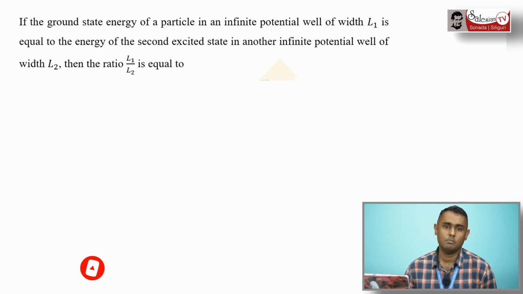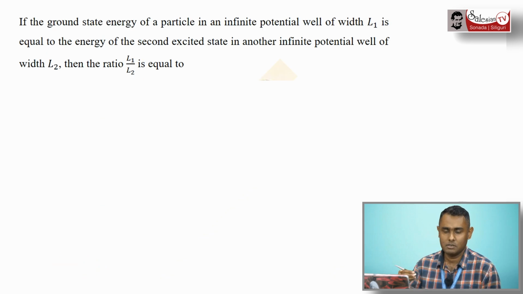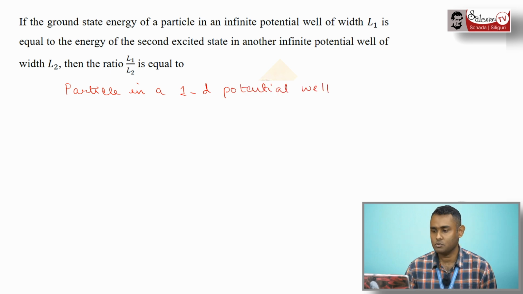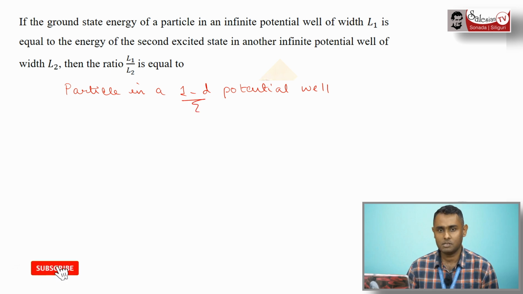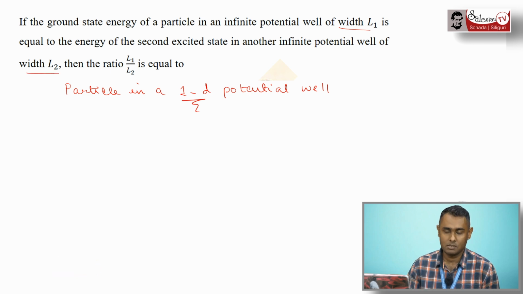Before we begin the solution, let's briefly recapitulate the theoretical background. So we have a particle in a one-dimensional potential well. You may ask why we have specifically chosen one dimension. The answer is in the question. Only one piece of information regarding the size of the potential well, that is its width, is given.